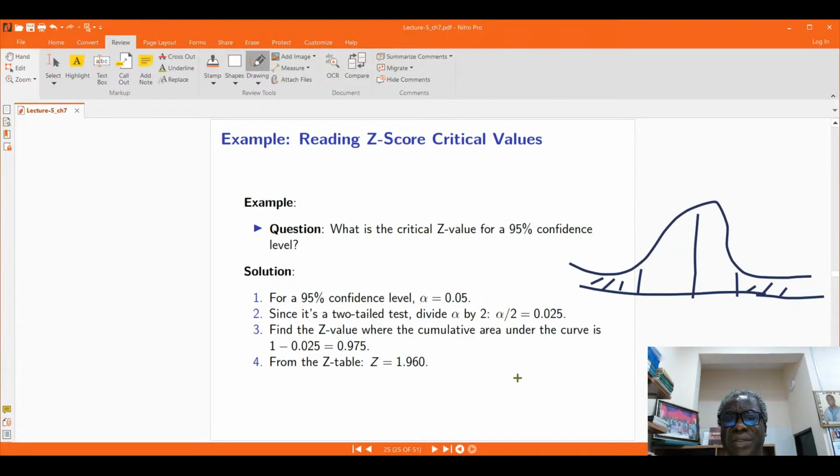So that gives you the value of 0.9, yeah, for the cumulative probability of z to be 0.9772.